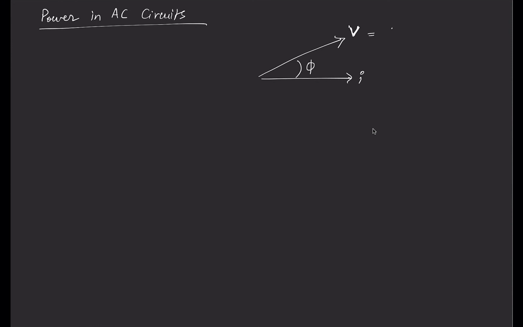So one thing we haven't discussed is power in AC circuits. So let's say the angle between instantaneous voltage and instantaneous current I is phi. So let's say voltage is some V naught sine omega t plus phi, and I is some I naught sine omega t. So let's say the phase angle difference between the instantaneous current and voltage is phi. So instantaneous power would be, in this case, V naught I naught sine omega t plus phi into sine omega t.